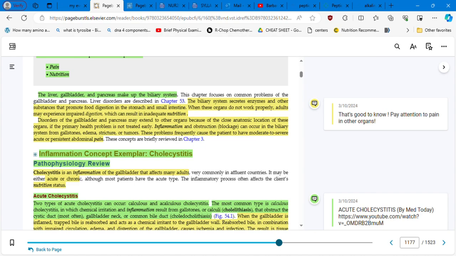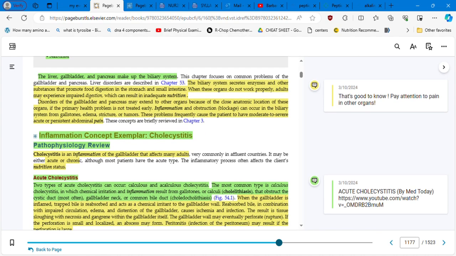The biliary system secretes enzymes and other substances that promote food digestion in the stomach and the small intestine. When these organs do not work properly, adults may experience impaired digestion, which can result in inadequate nutrition, right? Disorders of the gallbladder and pancreas may extend to other organs because of the close anatomic location of these organs, and that's good to know. Pay attention to pain in other organs close to these structures that we are going to discuss.